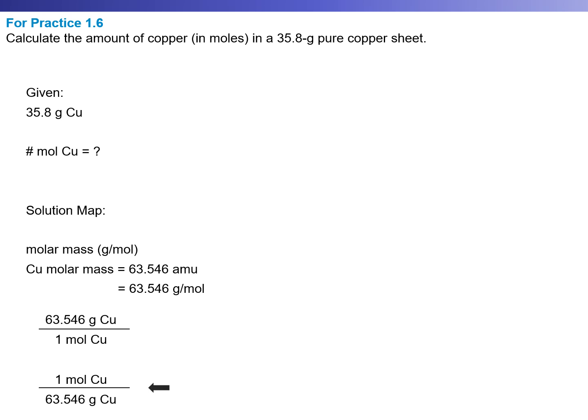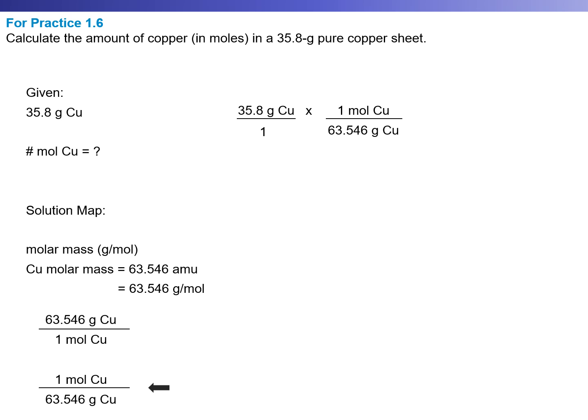So let's get our problem set up, and I always like to start with what I'm given, which is the 35.8 grams of copper. And now we're going to plug in our conversion factor, which is 1 mole of copper over 63.546 grams of copper. And just to make it a little easier to read, and so we can define what is in the numerator and what is in the denominator, I'm going to put our given value over 1, just basically turn it into a fraction.